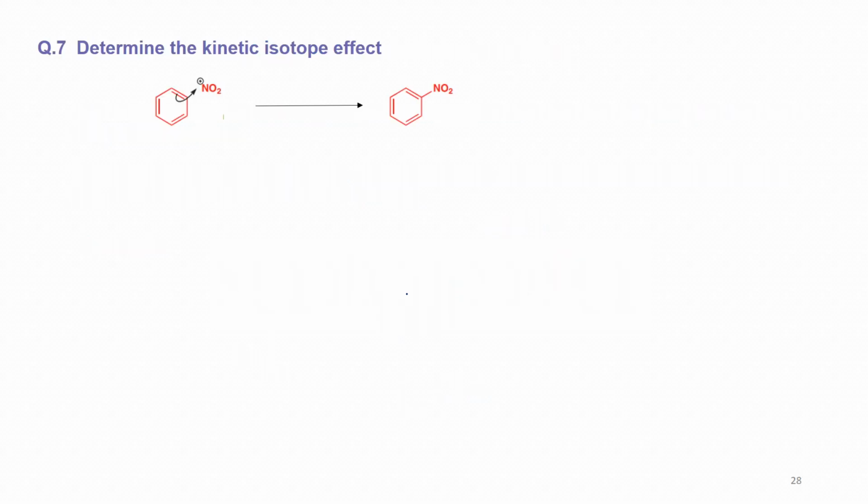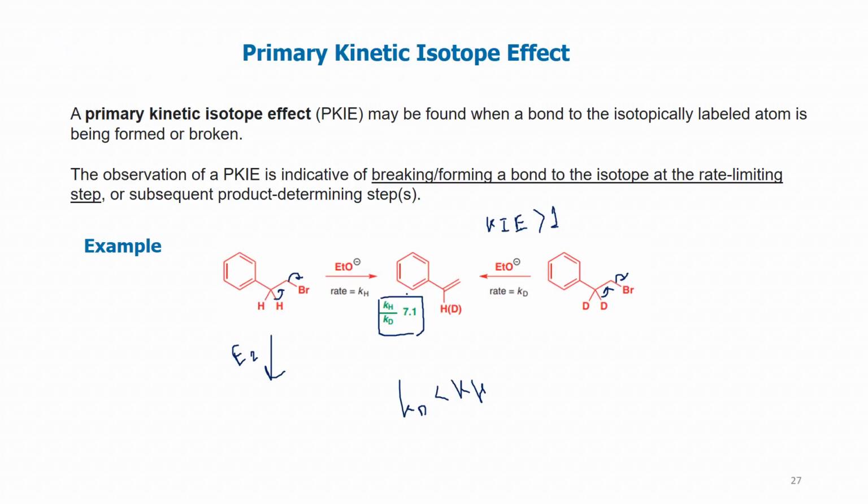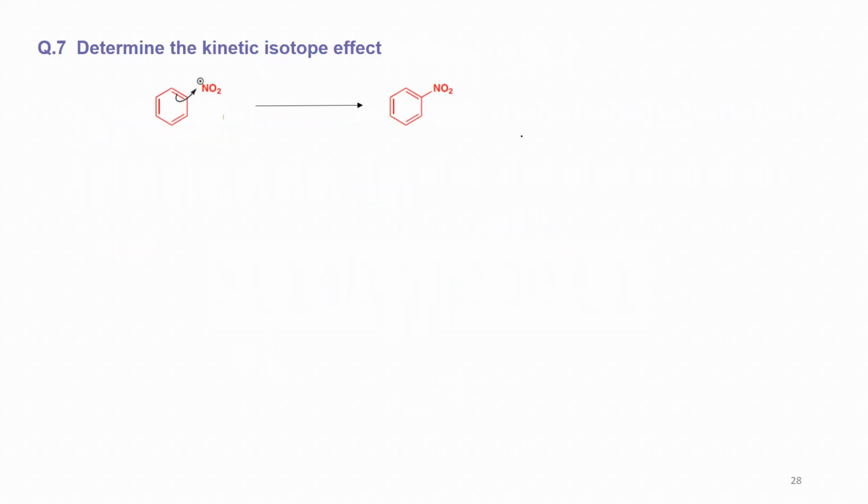So suppose now for this reaction you have to determine the kinetic isotope effect. What will be the kinetic isotope effect? That Kh by Kd will be equal to 1 or greater than 1. Secondary you haven't studied yet, so I will not give a question from that. So here you just have to determine whether this kinetic isotope effect will be greater than 1 or equal to 1.